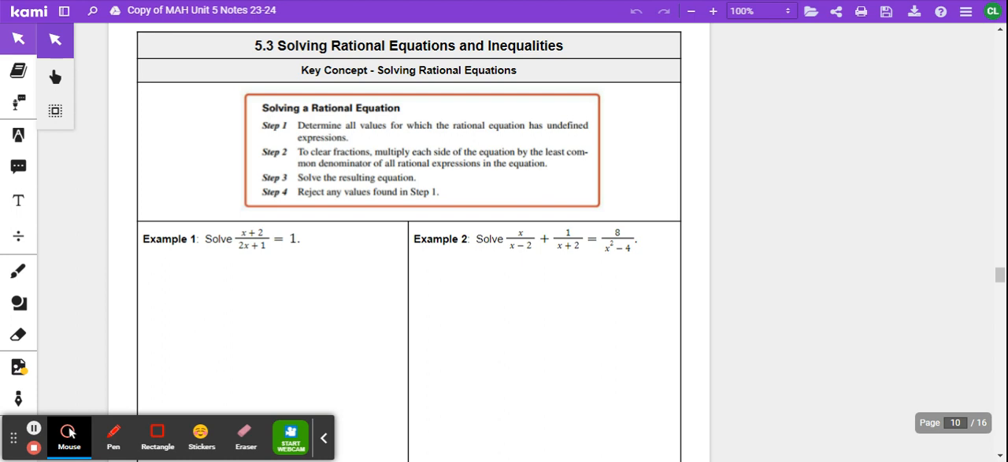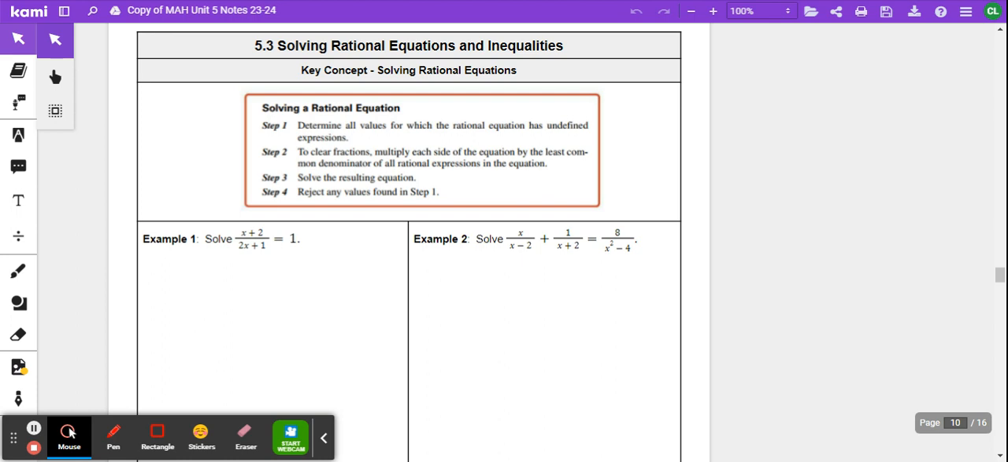And we can see these are equations. These are different than the expressions we saw. And in my opinion, I think equations are actually a little bit easier because we can get rid of the fraction, which we will do in step 2. So the first thing we need to remember is that whenever you divide by 0, it's going to give an undefined value. And so step 1 says determine all values for which the rational equation has undefined expressions.